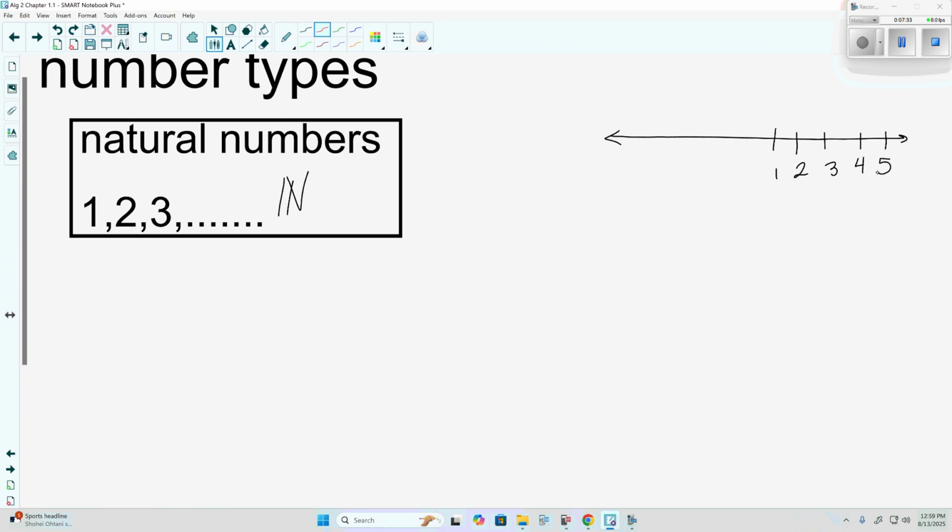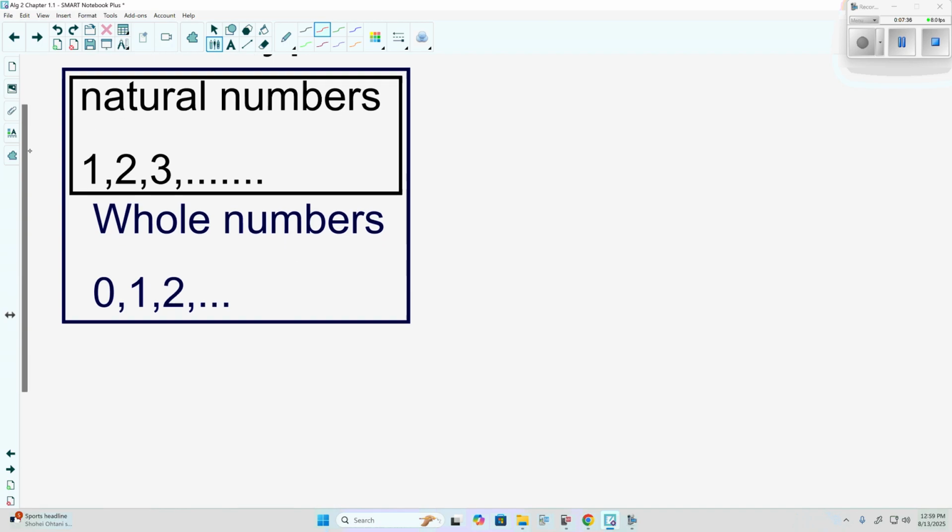Now, natural numbers are a part of the whole numbers. And the only real difference between natural numbers and whole numbers is that whole numbers adds what? 0. That's it. Natural numbers add 0. So on our number line, the whole numbers is just adding 0.